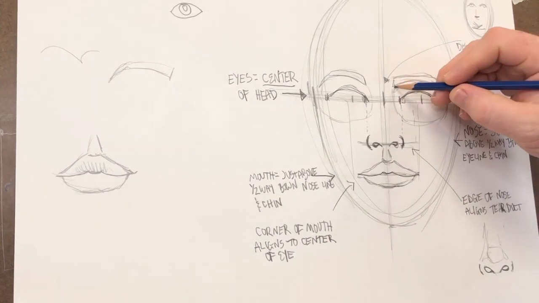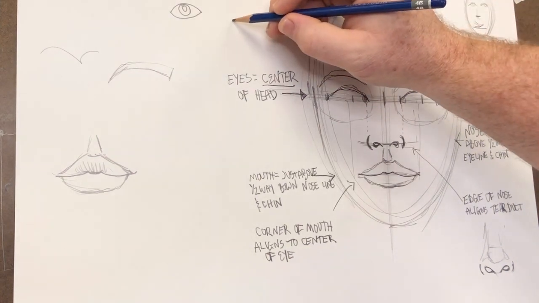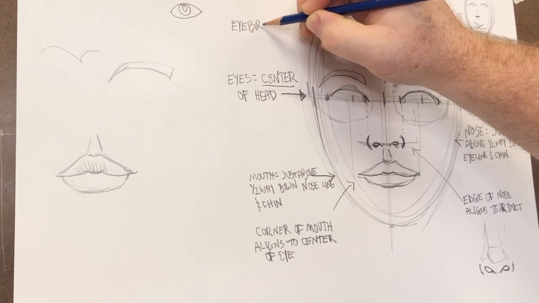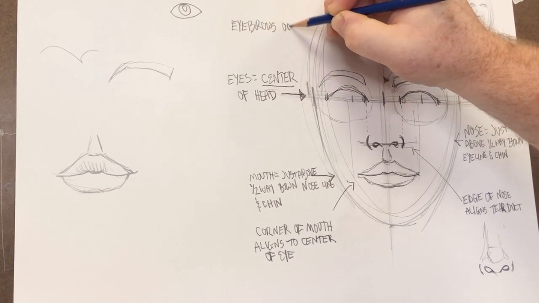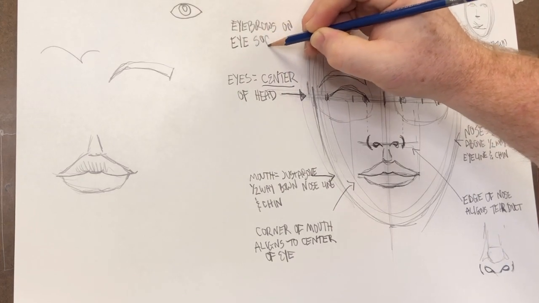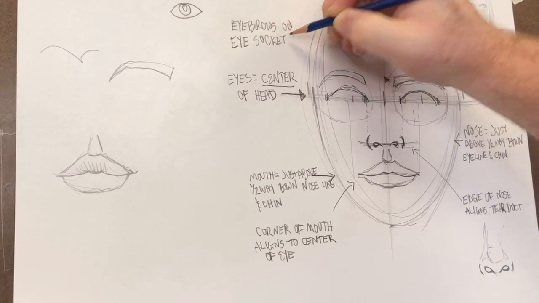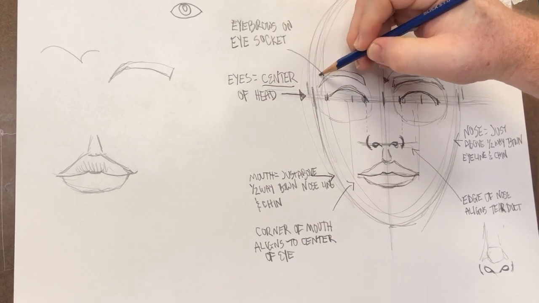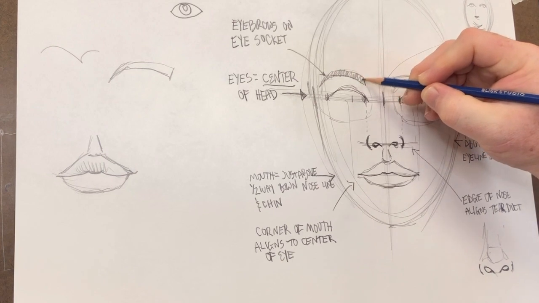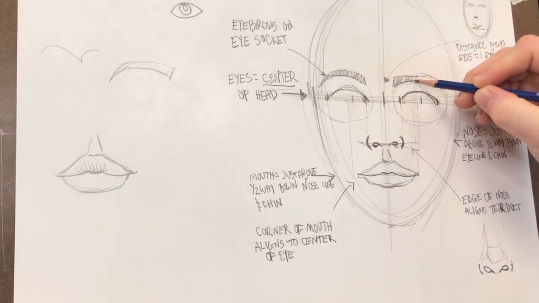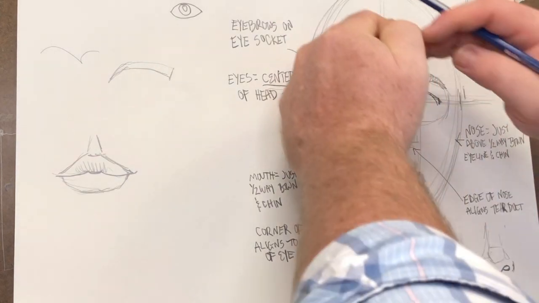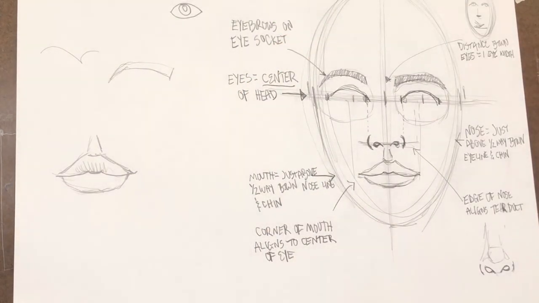So the eyebrows are sitting on the eye socket. I'm going to make a note: eyebrows on eye socket. Now, when you're sketching a face, you don't have to actually sketch in that socket. Kind of shade these in a little bit more so you can see it better. So that's what's happening there. It's wrapping around that bone that is above our eye.